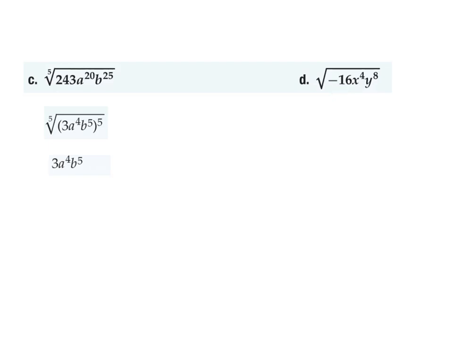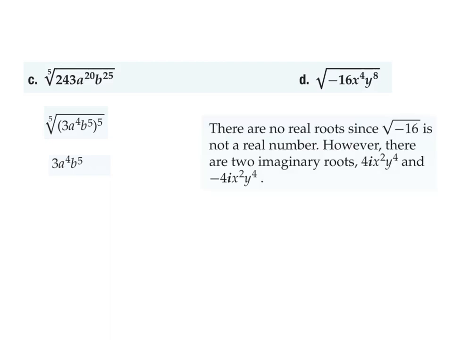4i. Now, here's where it seems kind of counterintuitive. Why would there be two answers? And it's because there's imaginary numbers. Okay? They want us, when we take the square root of a negative, to have both 4i and negative 4i. Okay? Notice the variable parts are the same. Okay? I still have 4 divided by 2 and 8 divided by 2, so I get x squared and y to the 4th.